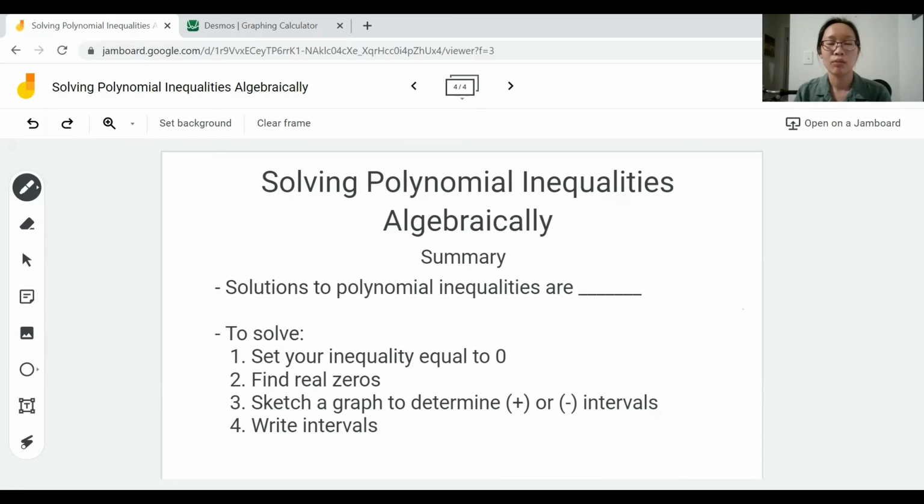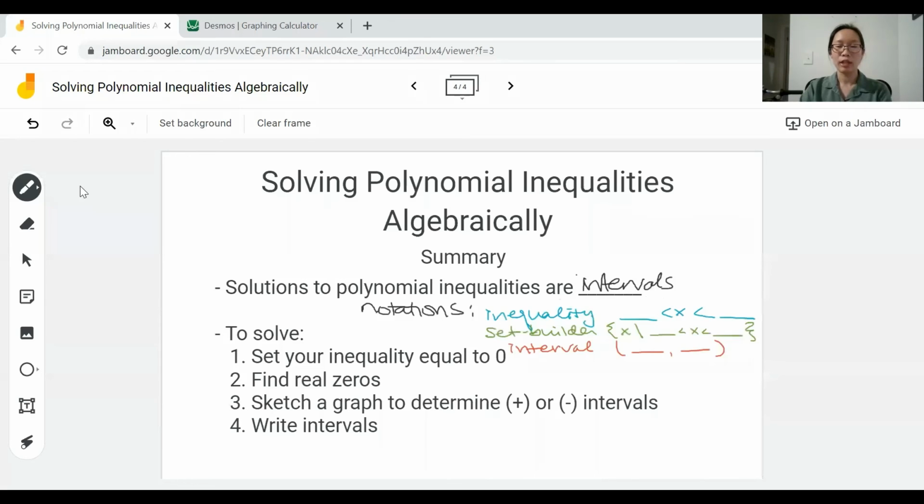Let's summarize. When we solve polynomial inequalities, our solutions are intervals. We can write them in 3 different ways: inequality, set builder, or interval notation. To solve your inequality, you first set it equal to 0, then you find the zeros using factoring or by looking at a graph. You sketch the graph to determine positive or negative intervals, and then you write out your intervals in any of the notations given above.